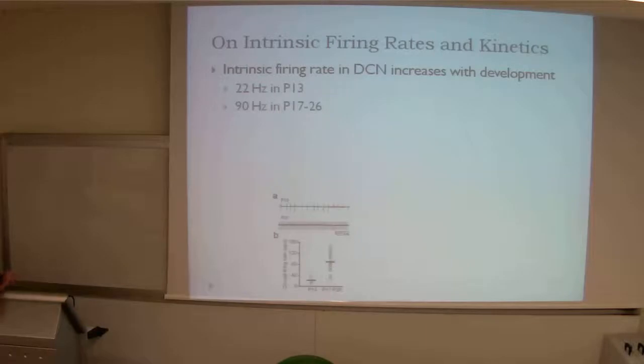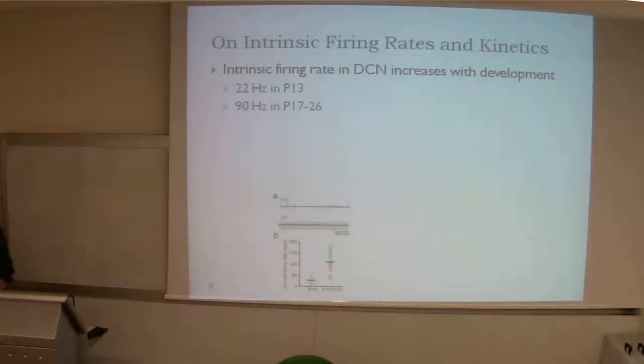So they conclude that the DCN intrinsic firing rate will increase with development. Apparently this was something that hadn't been done before, so this was important to show. So it's 90 hertz in the adult, and it increases with age, or up until 90 hertz. You can see that in figure A that the firing rate is much smaller for P13 than for P21.